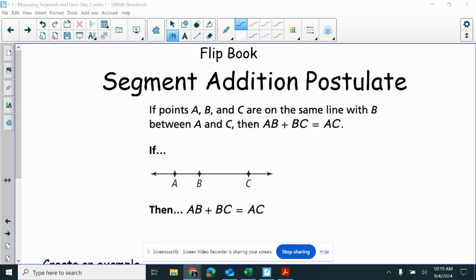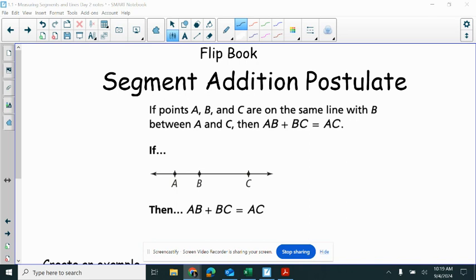This is Mr. Wright. We're going to look at the segment addition postulate. The segment addition postulate says that if I have points on a line, if two segments share the same point, then I can add those two segments together and it would create the entire segment.